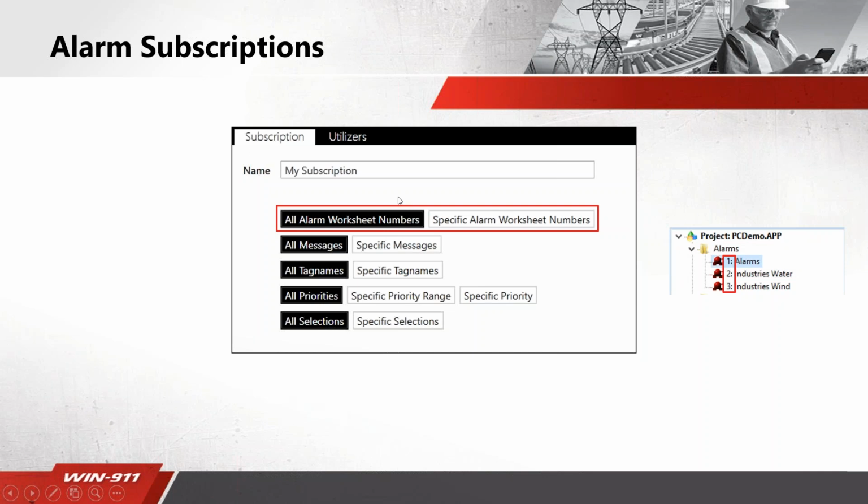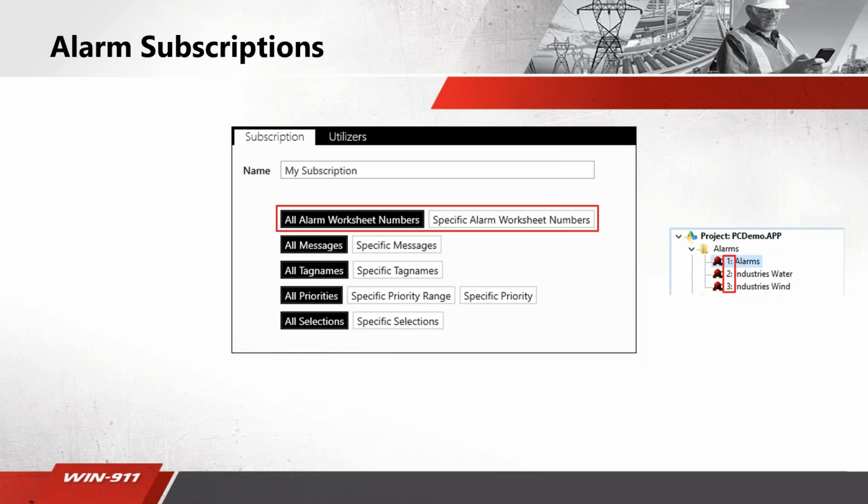You see the screenshot on the right. That is from the PC demo application, which is what I'll be demoing later. Those numbers represent those groups or alarm worksheets. So you can create a subscription that subscribes to all of those or a single one. So maybe you want to create a subscription that only cares about alarms that are in group number 1 or only care about group 2.